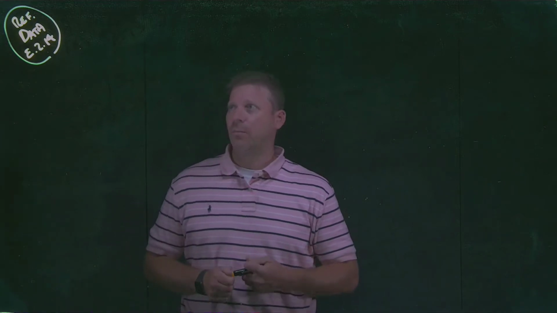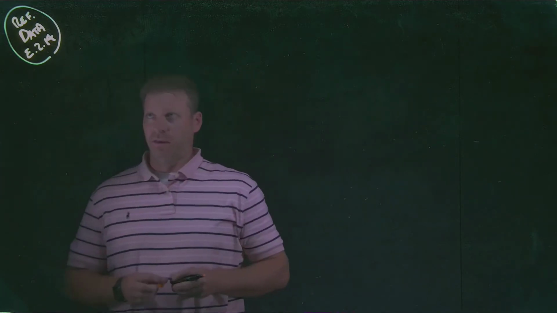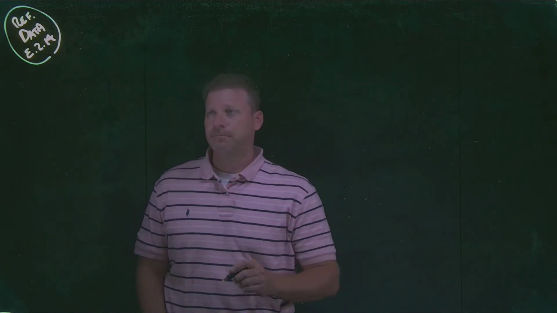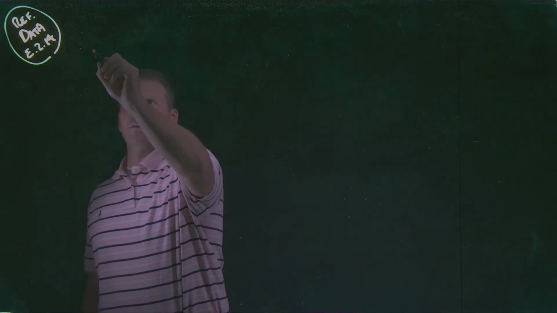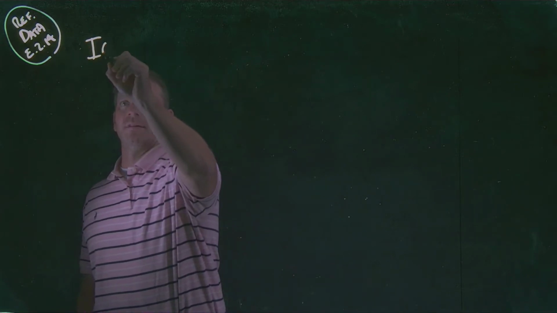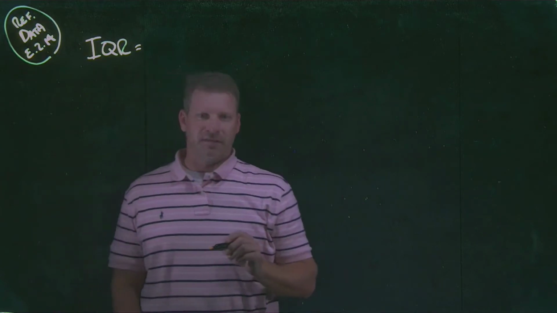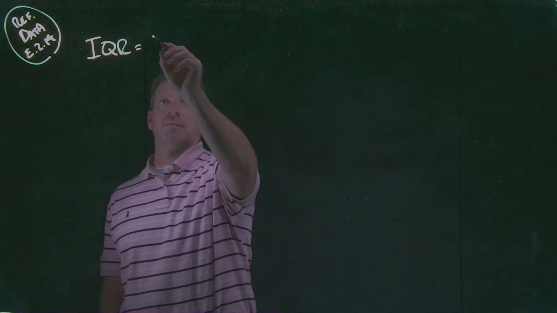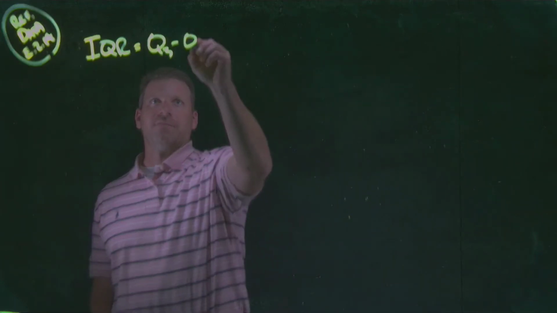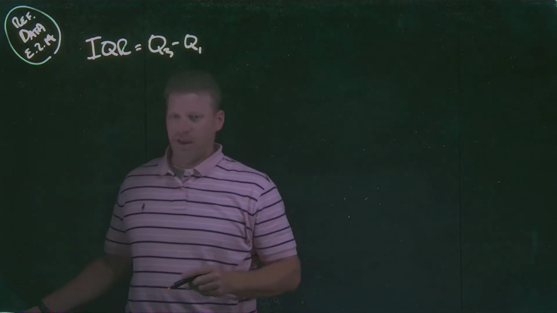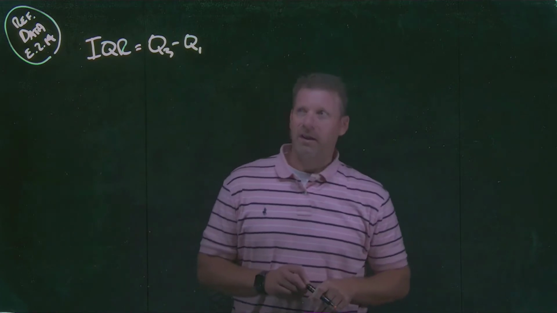All right, so if we go back to the data that we've been dealing with from the Holmes textbook, exercise 2.14, if we want to calculate the interquartile range, or what's commonly referred to as the IQR, it's a massively simple calculation. We're just going to subtract our first quartile value from our third quartile value. That will constitute our interquartile range.